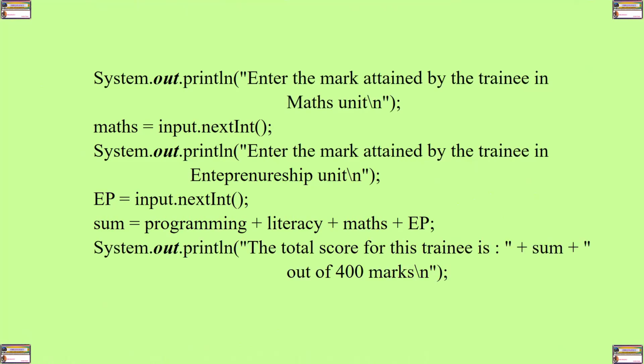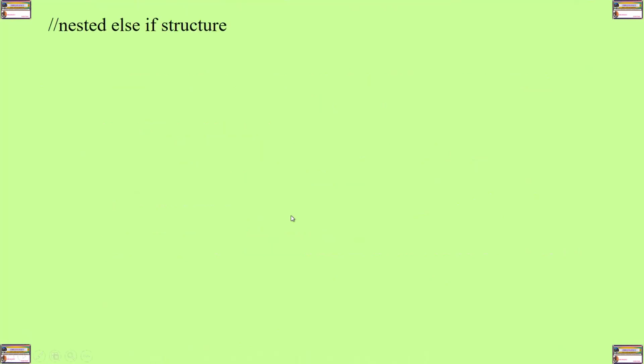From there, the processor will display the message on the screen that the total score for this trainee is, it will go to the memory location called sum, pick the value there, display it on the screen, followed by the words out of 400 marks. And then once that is done, we are going to check or to grade the student.